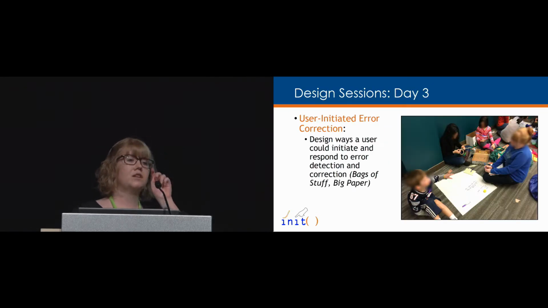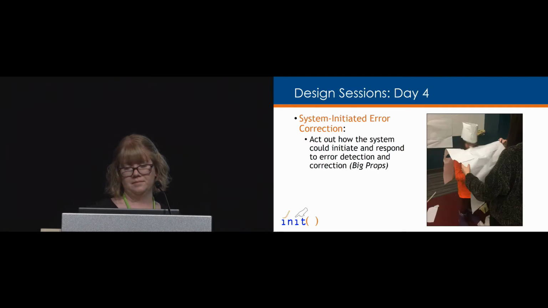For day 3, we started to focus more into error detection and correction. We focused on user-initiated error correction, where we asked them to design ways a user could initiate and respond to errors, such as how would you tell the system there was an error, and how would you correct it. And we used the same participatory design techniques as day 1 with bags of stuff and big paper.